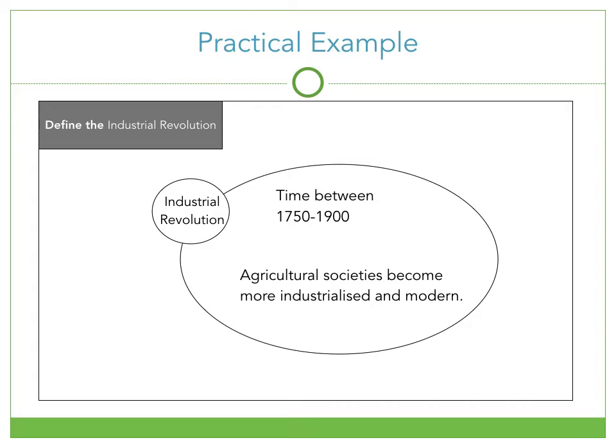And the facts that get put in for defining the Industrial Revolution is the time frame and what was significant that happened in that time frame, that agricultural societies become more industrialized and modern. So that gives you a precise definition of what the Industrial Revolution is.